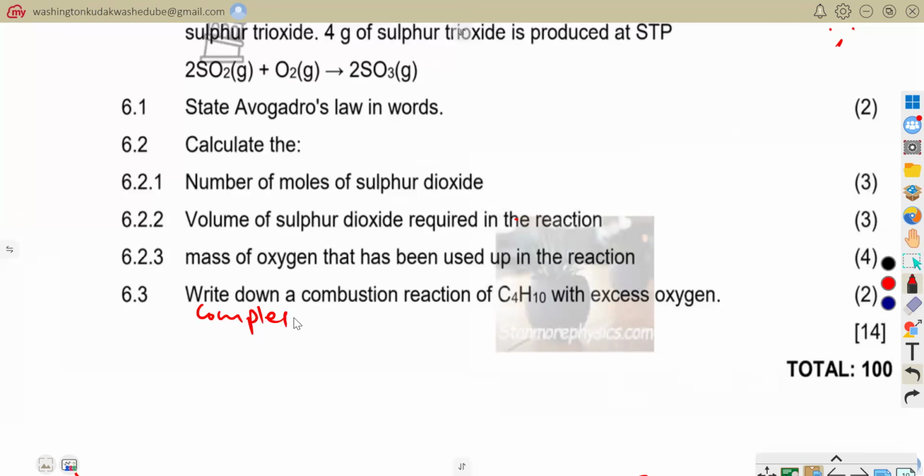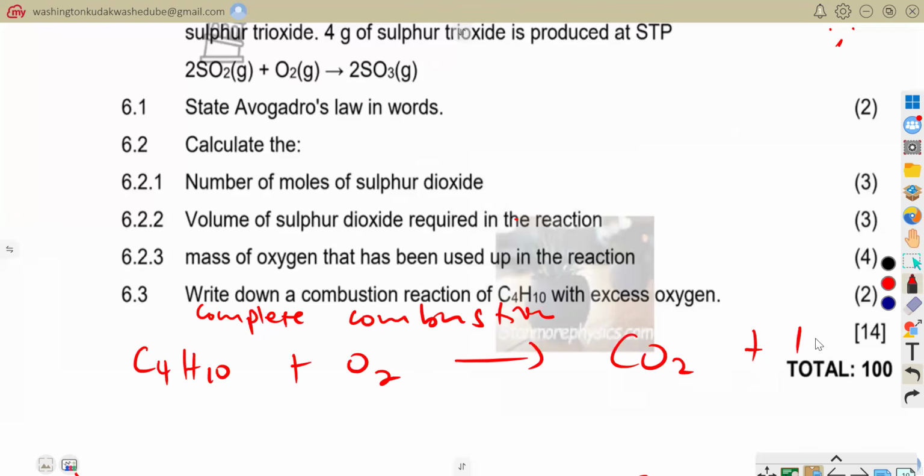So for complete combustion, we are saying C4H10 reacting with excess oxygen to form carbon dioxide plus water. Now we need to balance. How many carbon atoms do I have on my left hand side? I have got 4 for carbon. This side I've got 1. So I need to multiply by 4 there. After multiplying by 4, I also come to hydrogen. I have got 10. This side I've got 2. So I can multiply by 5 there.